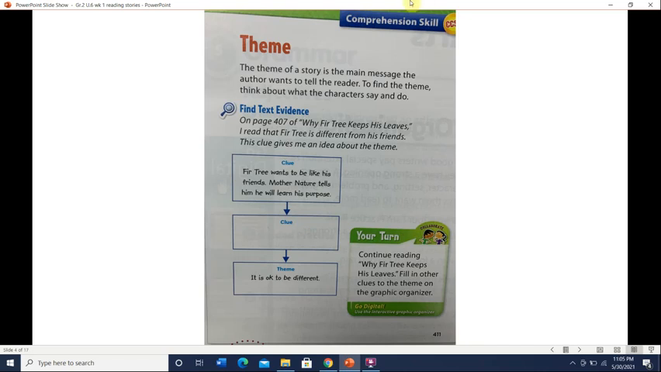Okay, let's see if I'm right or not. Let's read clue number 1. It says here, fir tree wants to be like his friends. Okay, Mother Nature tells him he will learn his purpose. Remember when the other trees started to change their color, so fir tree complained, why am I not changing? So she tells him, be patient, you will learn your purpose.